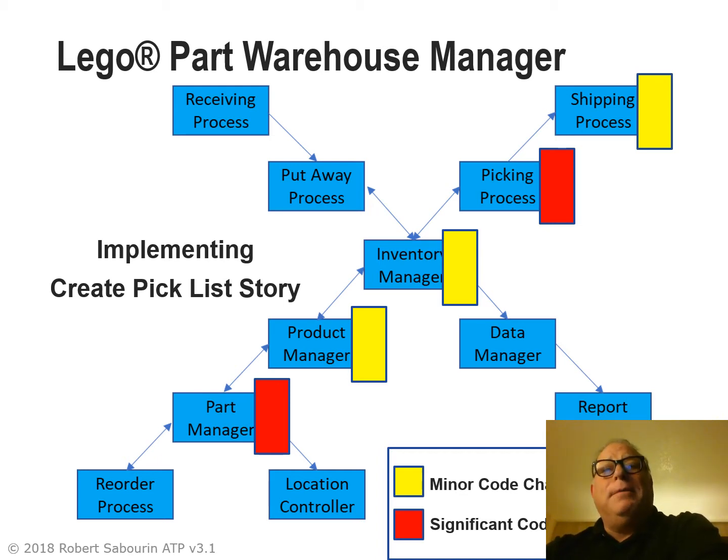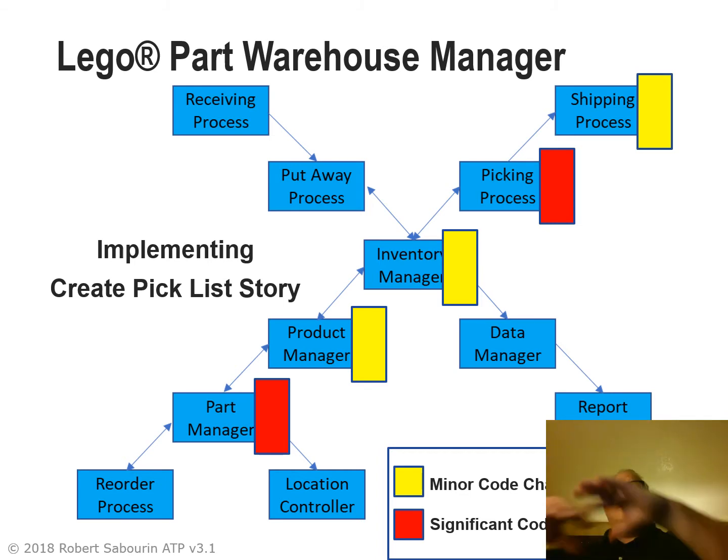So if we implement the create pick list story based on the discussion of the team, and this is a technical discussion, so they're looking at the technological solution to the problem, we'll see that some processes we don't have to change at all, some processes need some sort of minor code changes, and some need significant code changes. So this will help us.